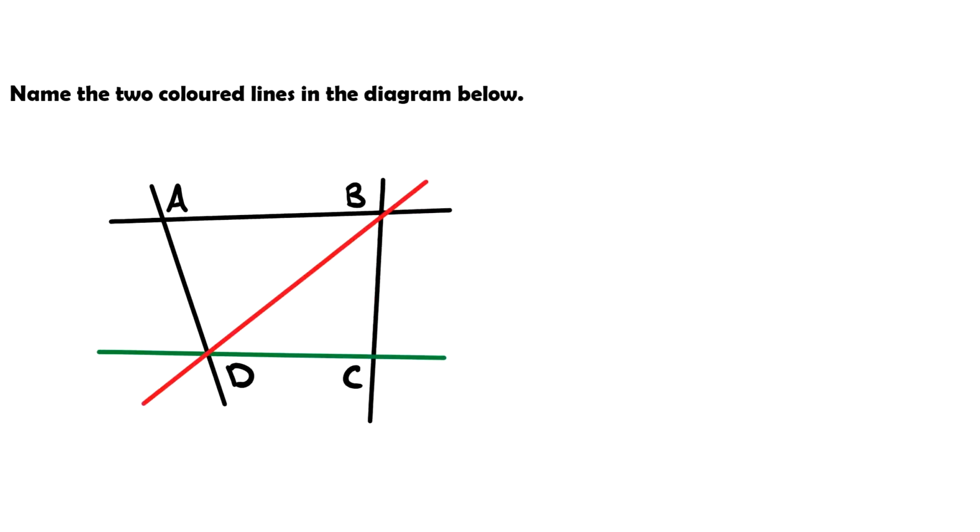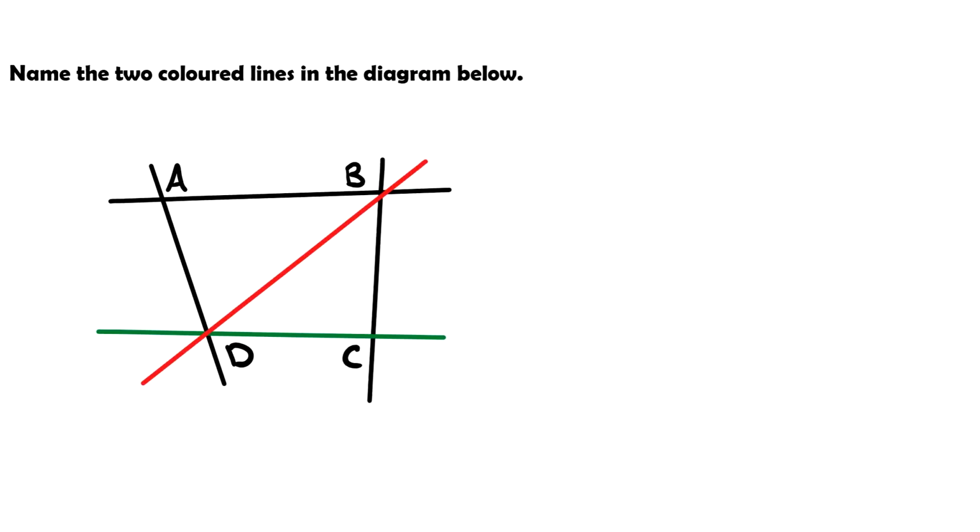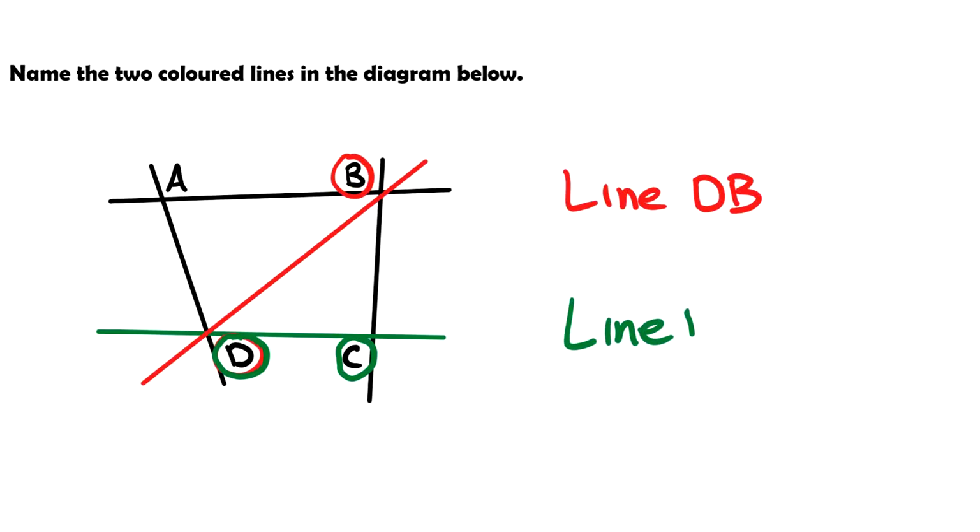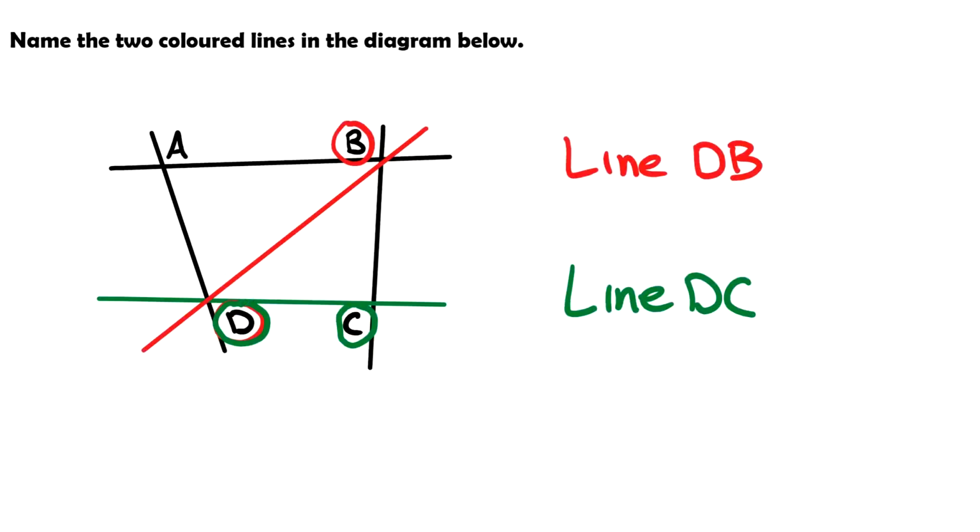Now, if we move on, we're going to do some questions. So here we have a diagram, and we need to name the two colored lines in the diagram below. So if I'm looking at the red line, I want to know what points we are connecting. So it's connecting point B up here and D down here. So that line in red would be called line DB or line BD. Now if we go to the green line, we notice that it's connecting our C point over here and the D point here. So the green would be line DC. Now that is as simple as naming lines. That's all you need to do.